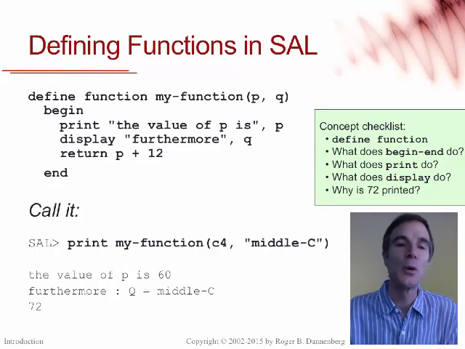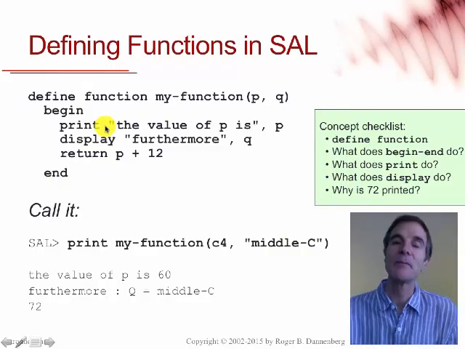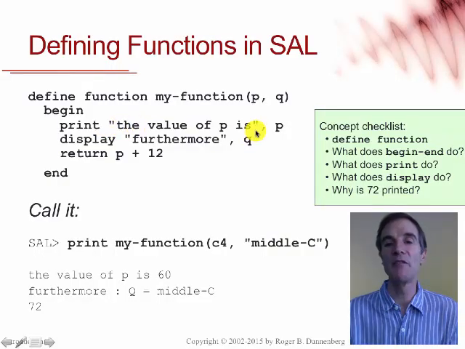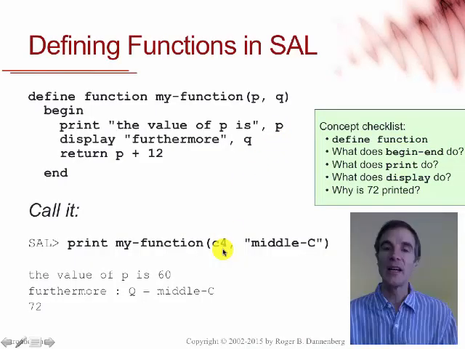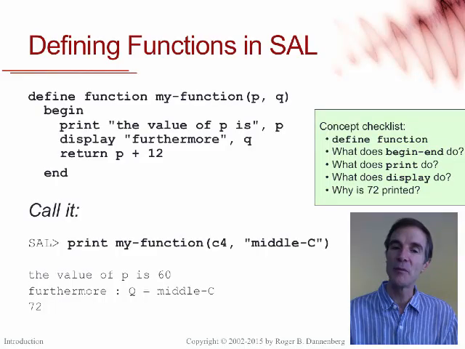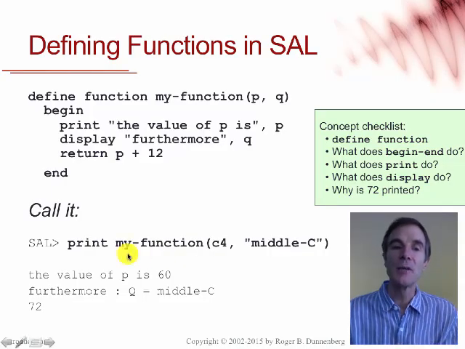Okay, so let's see what happens when we execute this. First of all, we're going to execute the print statement, and it's going to print "the value of P is", and what was P? Well, P was C4. C4 is a variable in Sal, which is set to the value 60. So the print statement is going to say the value of P is 60.